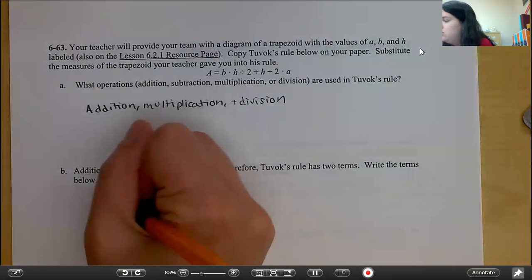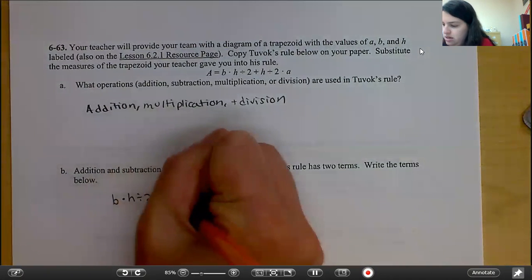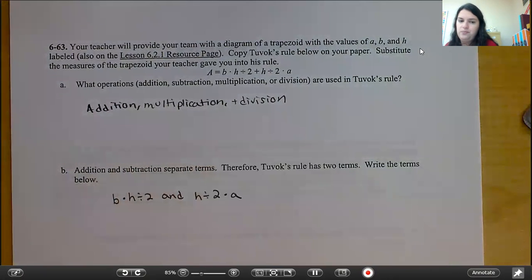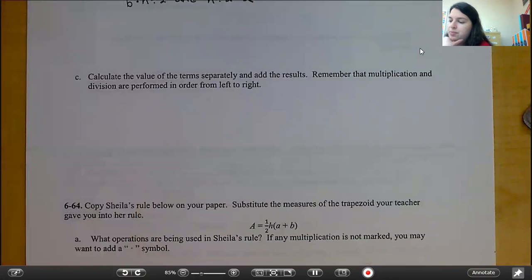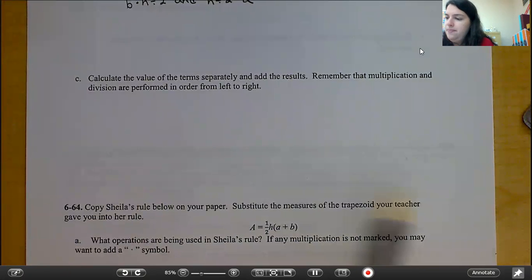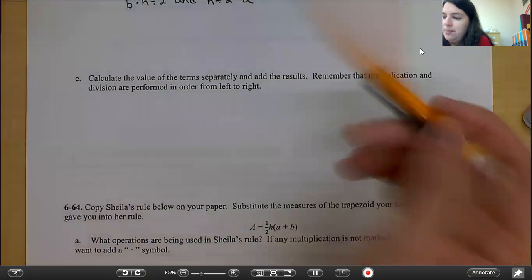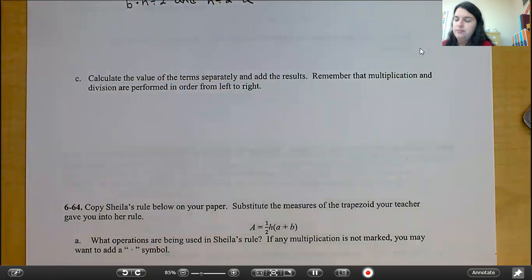If you're back with me, you've answered this. Your terms should be B times H divided by 2 and H divided by 2 times A. Part C says calculate the value of the terms separately and add the results. Remember that multiplication and division are performed in order from left to right. So you are going to go ahead and pick a trapezoid off the lesson 621 resource page, and you are going to do part C.